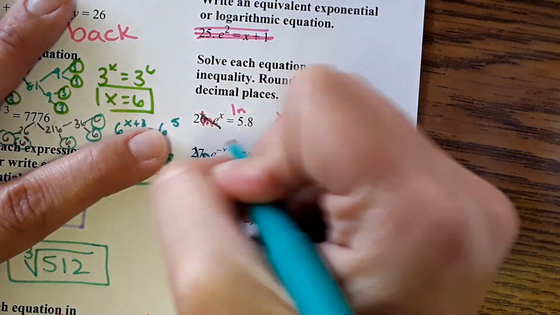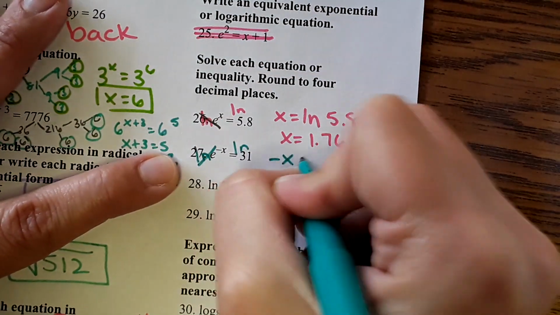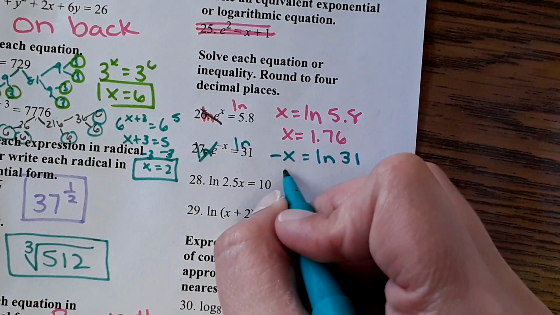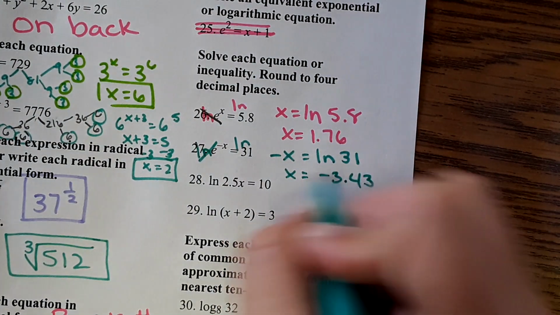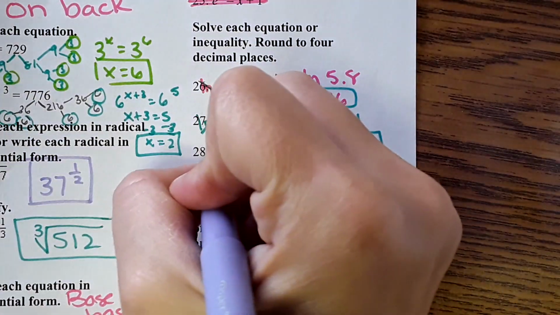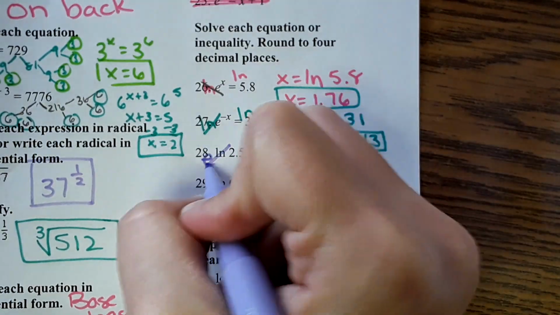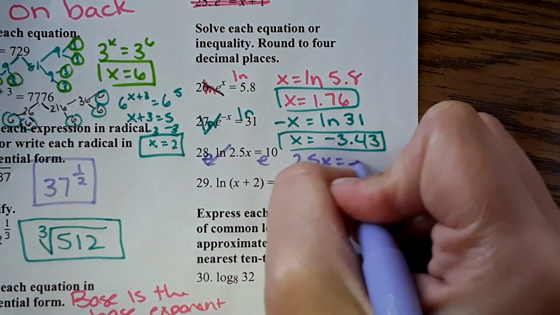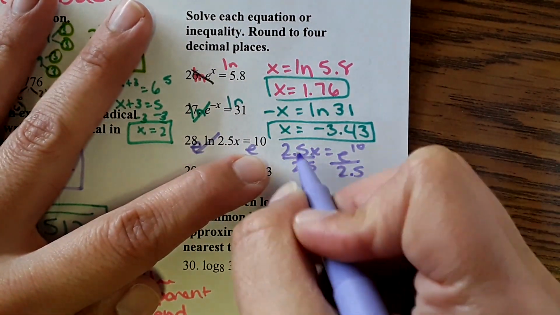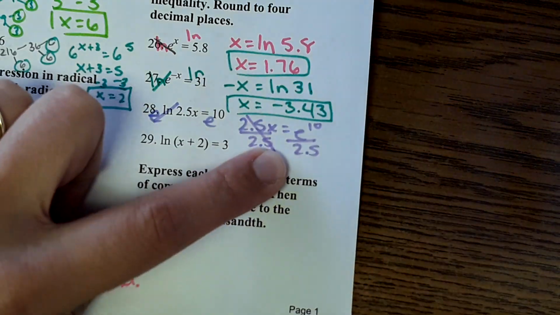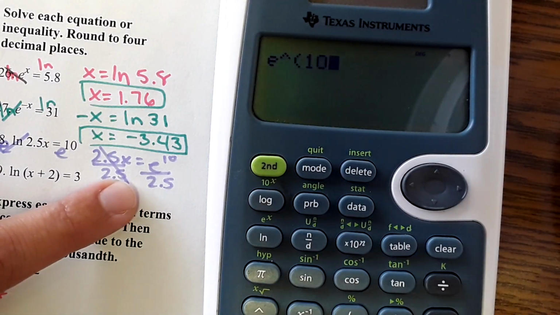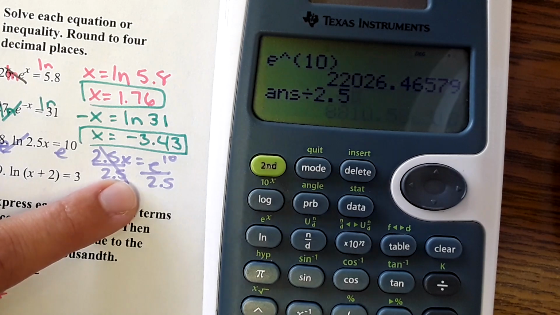Okay, next one, same thing, ln to both sides, get the e to cancel, negative x equals ln 31. Plug in natural log 31, put on a negative sign, and you get negative 3.43. Now we're going to use e to get rid of the ln, so we'll put e on both sides. Then we get 2.5x equals e to the 10th power. Divide by 2.5 to get x by itself. And in the calculator, you can just plug in e to the 10th power. So it's e to the 10th power divided by 2.5, and you get the answer.